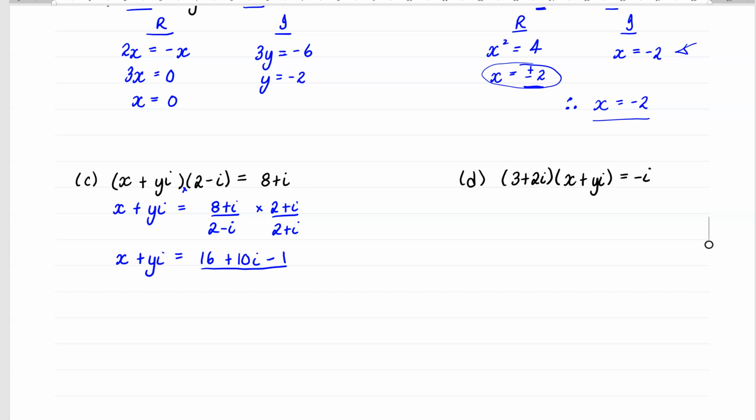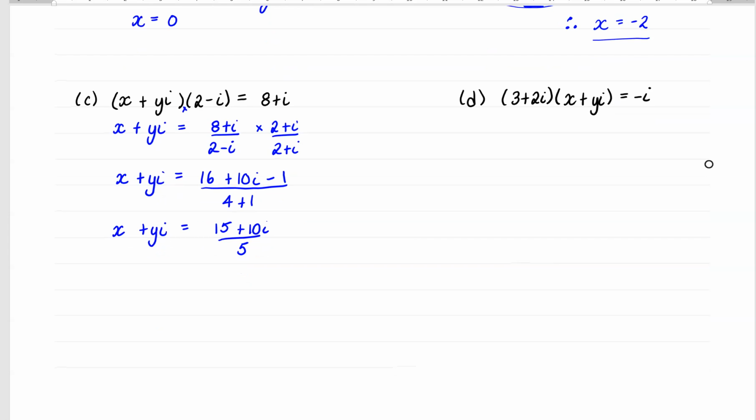Take 1 because i times i is i squared, and downstairs once again we're left with 4 plus 1. So we've got x plus yi equals (15 plus 10i) over 5. And therefore when we equate our real and imaginary, because we could simplify this to be 3 plus 2i, we've got x equals 3 and y equals 2. Done and dusted.